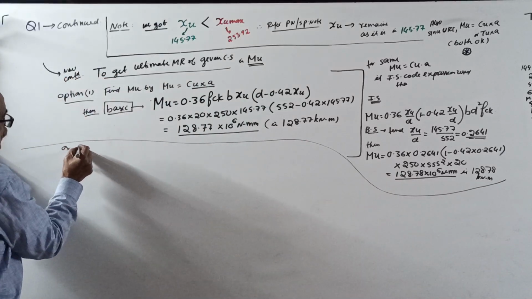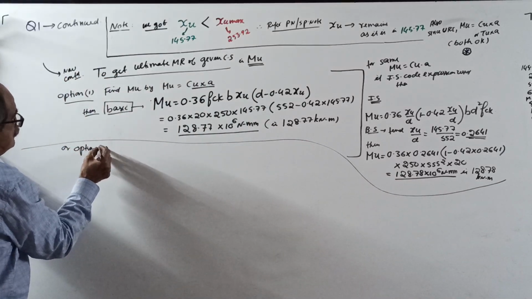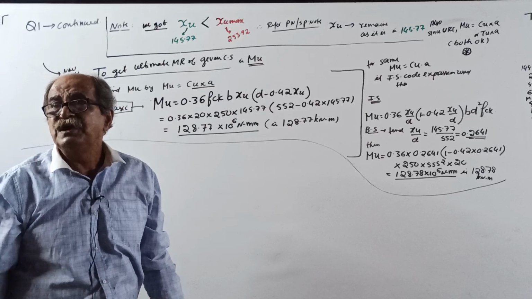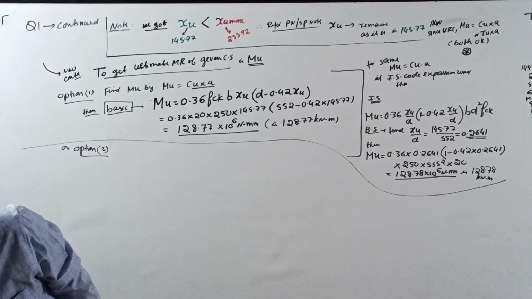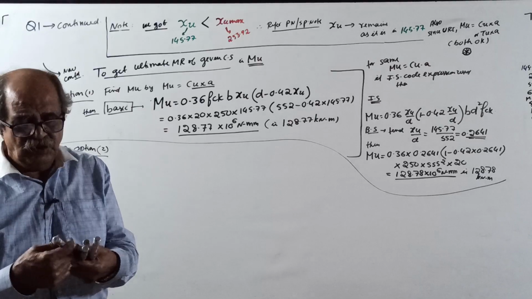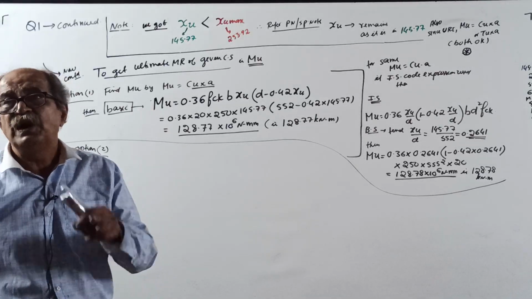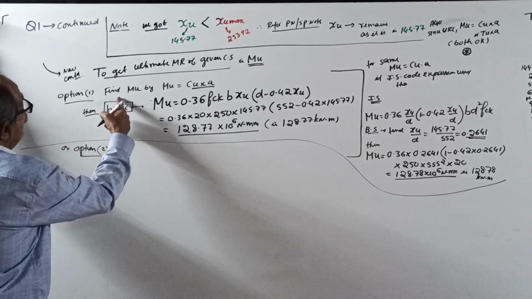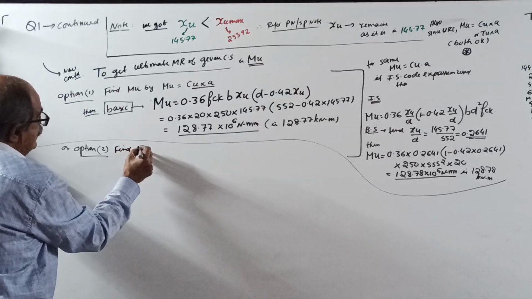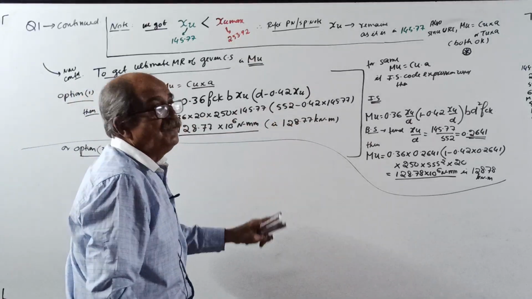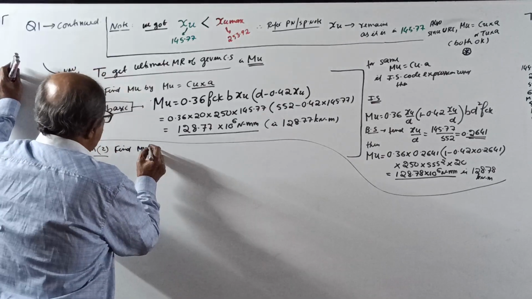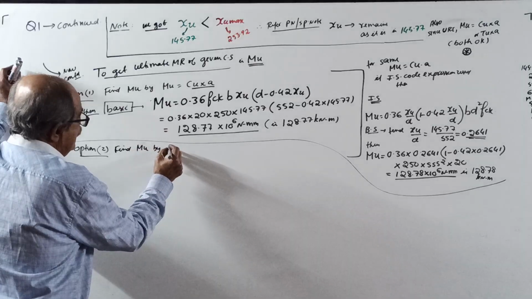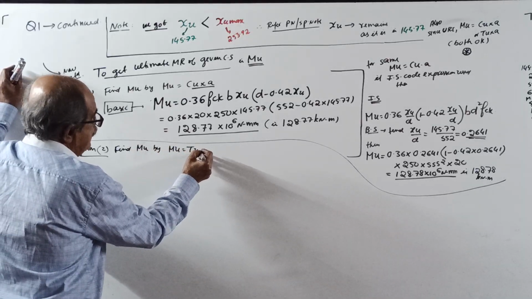Now, option 2. You make a note. Because it is a singly reinforced section, you can use Mu equal to Cu into a or Tu into a. And one more thing, since it is an under-reinforced section, there is no correction required. But for over-reinforced, danger. I will tell you next time. Actually, of these 1, 2, 3, 4, do only one of them. Find Mu by Mu equal to Tu into a.